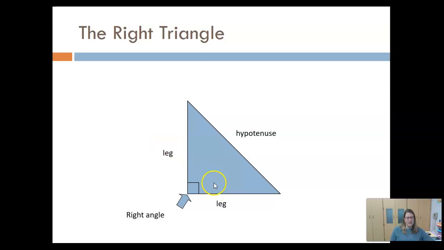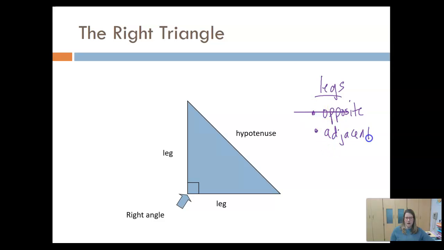So the legs have special names. Usually when we're using the Pythagorean theorem, we just call them both legs. But if we're using right triangle trigonometry, which is what we're going to be learning this unit, then we're going to need to distinguish between those two legs. So we're going to call one of the legs the opposite side, and we're going to call the other leg the adjacent side.